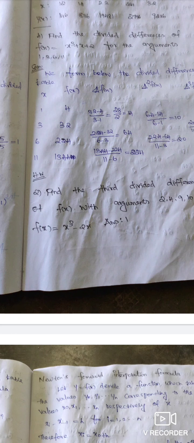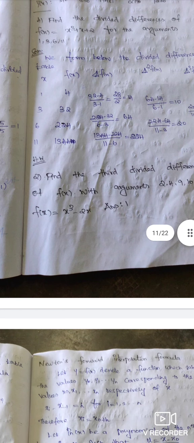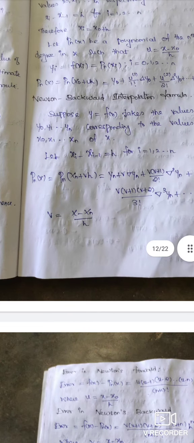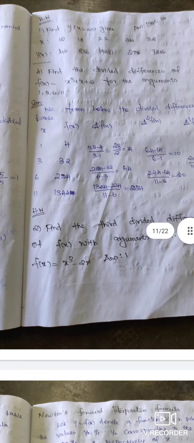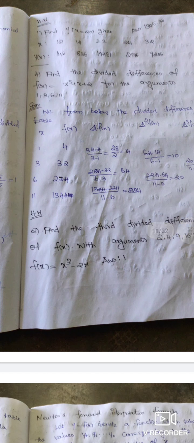Next we find del f of x. So 32 minus 4 divided by 3 minus 1 is equal to 28 by 2 is equal to 14. 224 minus 32 divided by 6 minus 3 is equal to 64. 1344 minus 224 divided by 11 minus 6 is equal to 224. Next, 64 minus 14 divided by 6 minus 1 is equal to 10. 224 minus 64 divided by 11 minus 3 is equal to 20.